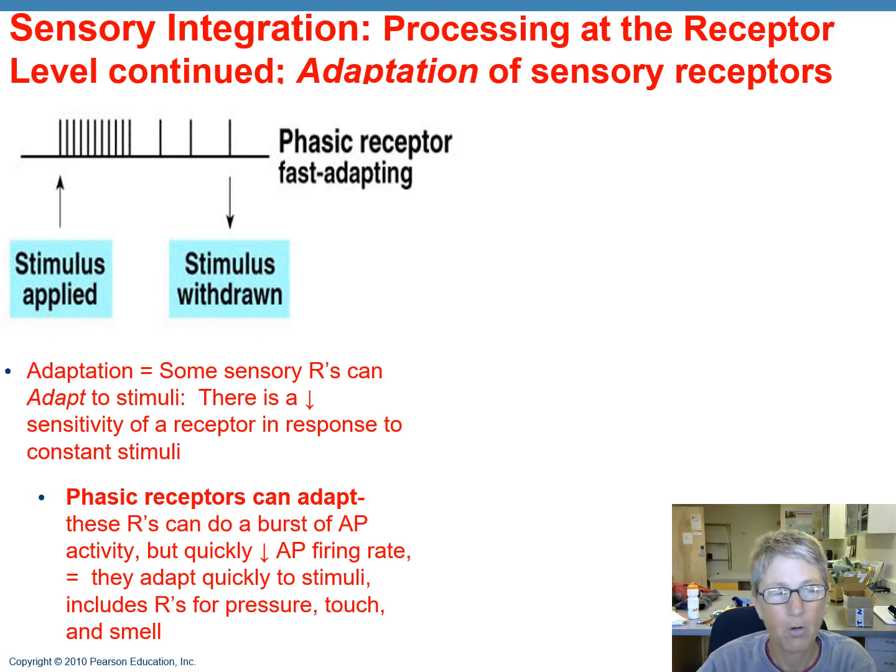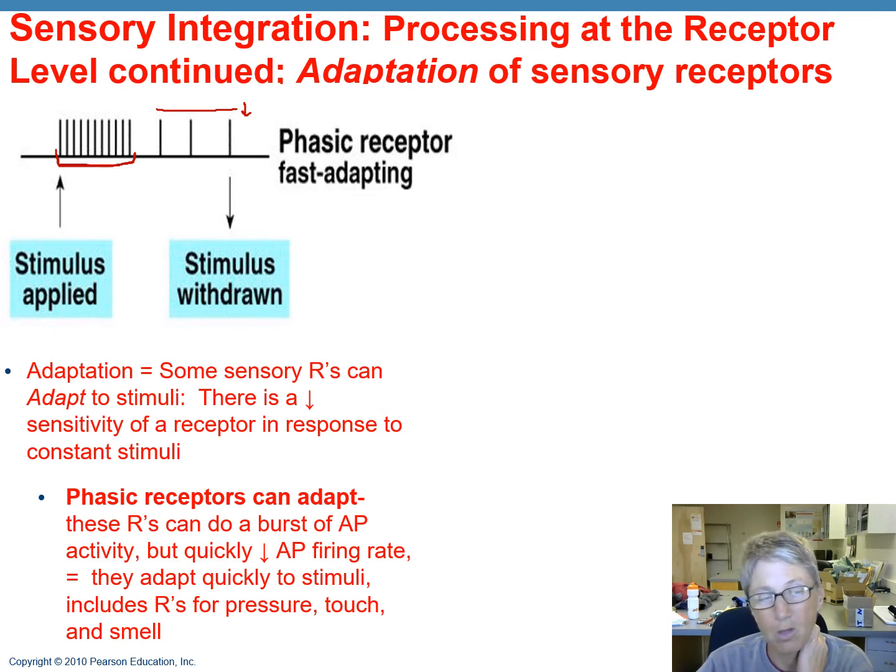This is a cartoon of an adapting phasic receptor. The stimulus is applied. So you put on your shirt in the morning and you feel it as you put it on. This part of the graph shows the frequency of action potentials telling your brain that, oh, there's a shirt on my back. But then over time, the frequency of the action potentials decreases. You can see here the frequency has gone down. So your sensory receptors have adapted and you could feel your shirt if you think about it, but you don't feel it if you're not thinking about it.